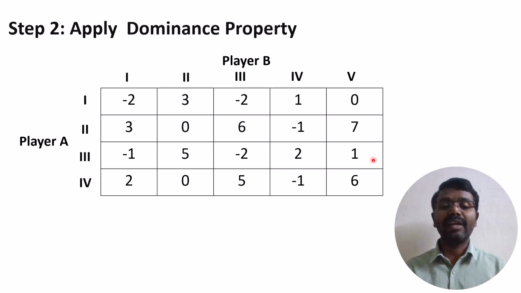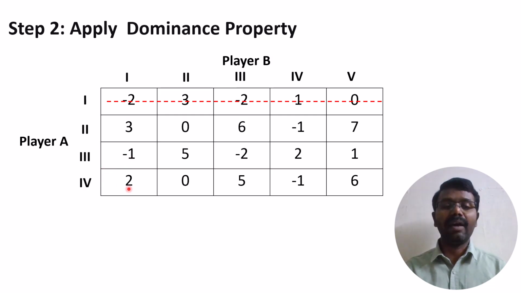And 0 is less than or equal to 1, so strategy 3 is dominating strategy 1. So all the entries of strategy 3 are dominating strategy 1. That means strategy 1 can be deleted from the payoff matrix, so we will strike out the first strategy. And now let us compare the remaining.